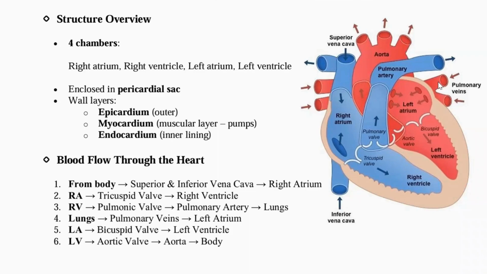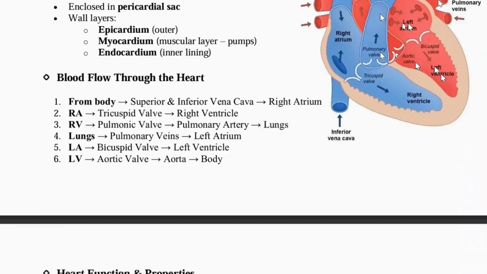Okay, from the pulmonary vein, it enters the left atrium. Next, it comes to the bicuspid valve. It enters the left ventricle. From the left ventricle, it goes to the aortic valve and enters the aorta, and it is circulated to the body. Clear? Fine.